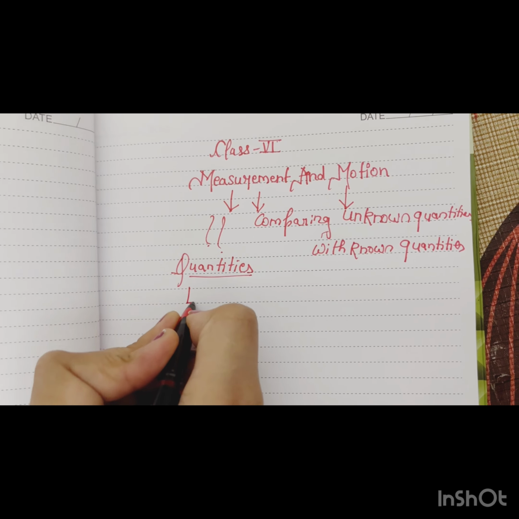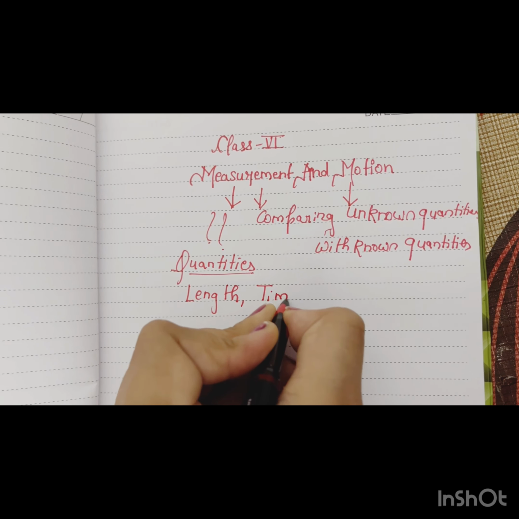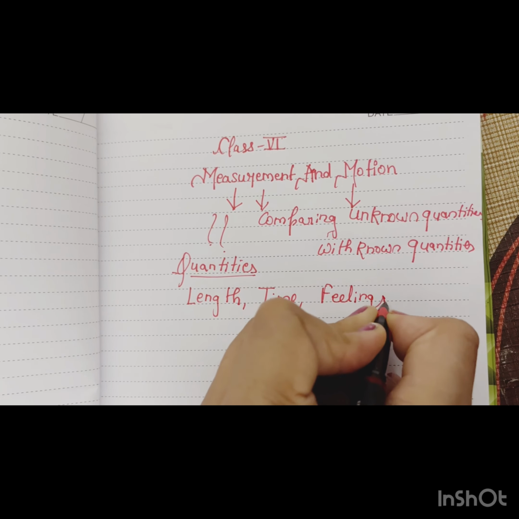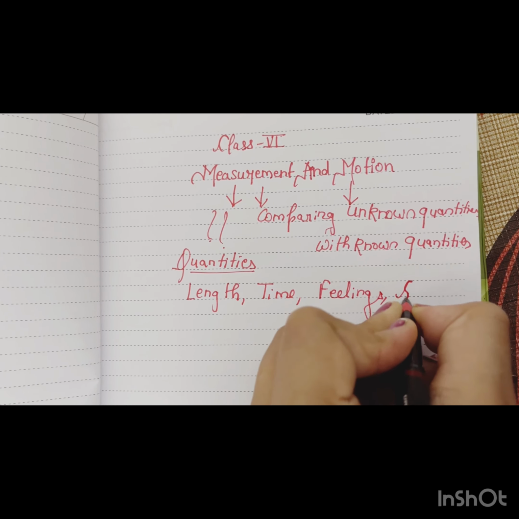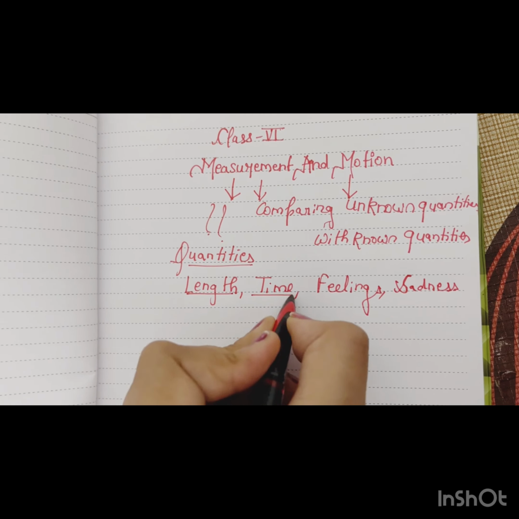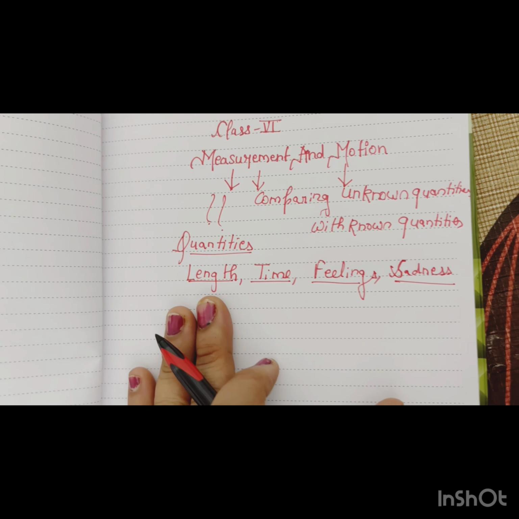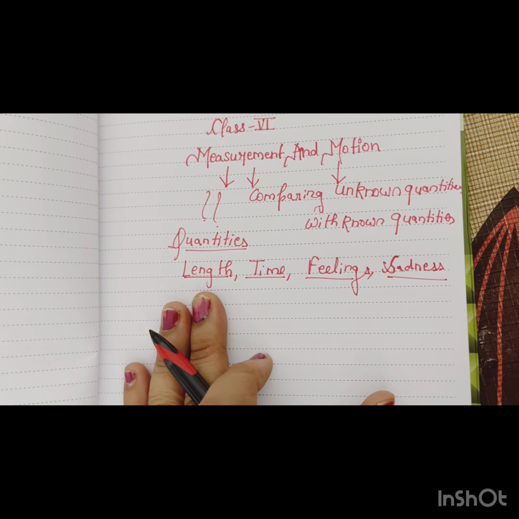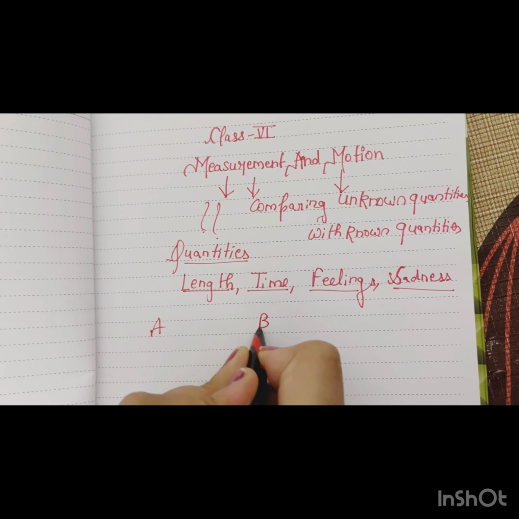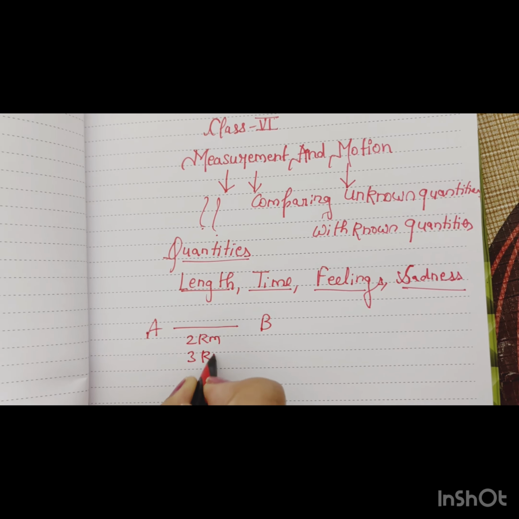For example, I am writing about length, I am writing about time, I am writing about feelings, I am writing about sadness. So, length, time, feelings, sadness. Four quantities I wrote here. So, length, yes, we can measure length. If I'm talking about the distance between A to B, I can say that it may be 2 kilometers, it may be 3 kilometers, or whatever.